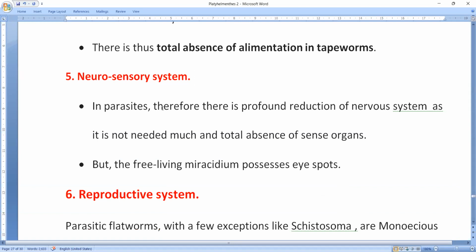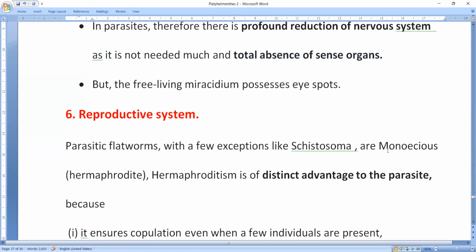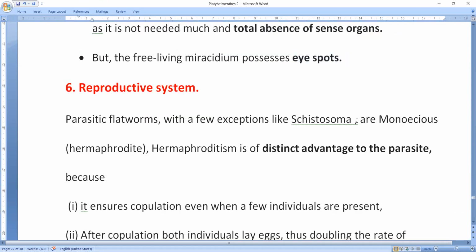The neurosensory system. As parasites, they don't need much stimulus, since they get sufficient food. There is a profound reduction of the nervous system. Sense organs are also not present, no need for them. But the free-living miracidium possesses eye spots, a kind of sense organ.